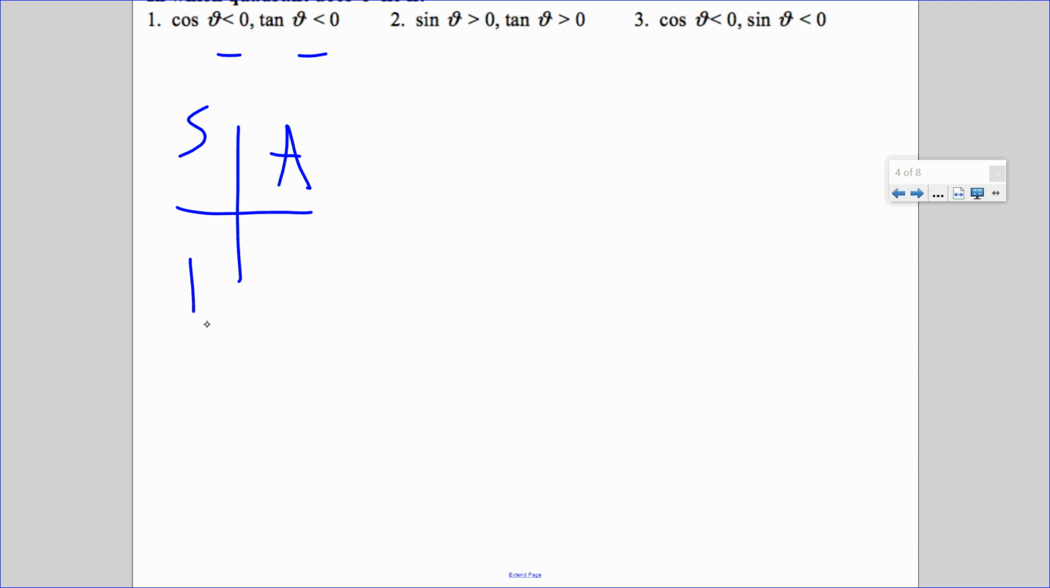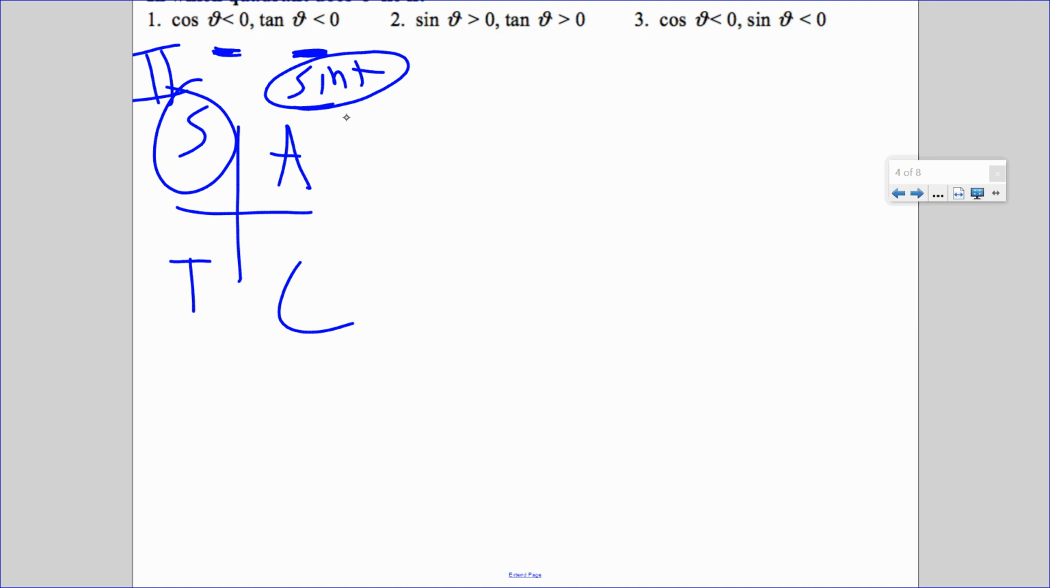All students take calculus. Either one is positive or they're all positive. You can never have 0 of them positive or 2 of them positive. So if cosine and tangent are negative, that means that sine has to be positive, which means it has to be in quadrant 2. I'll say that again. Since it's telling me that cosine and tan are both negative, that means sine has to be positive. Which quadrant is sine positive and the other one's negative? Quadrant 2.